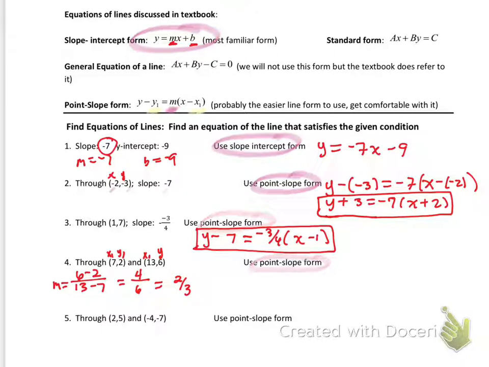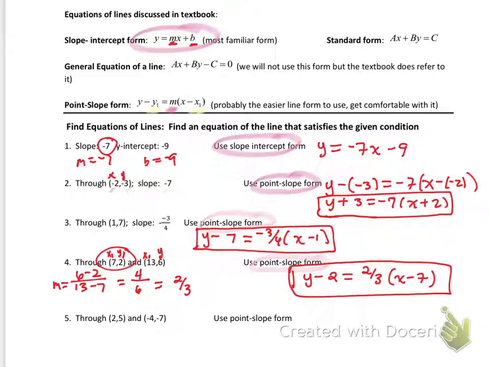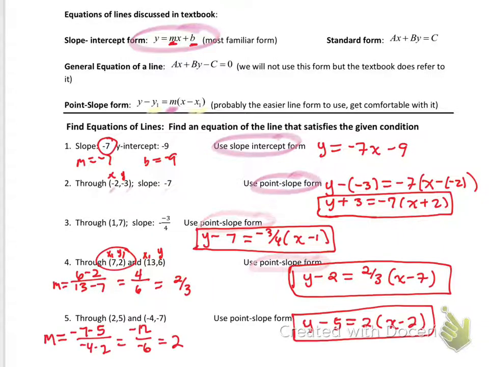Then from there, I don't care which point you use. Since this is my first point, and it's y1 usually, I'll just use that, and then plug in 2/3 for m, x minus 7. For this one, you have to do a little bit of work to find the slope first. All right, number 5 is very similar. So pause it, try it, and then check your answer.